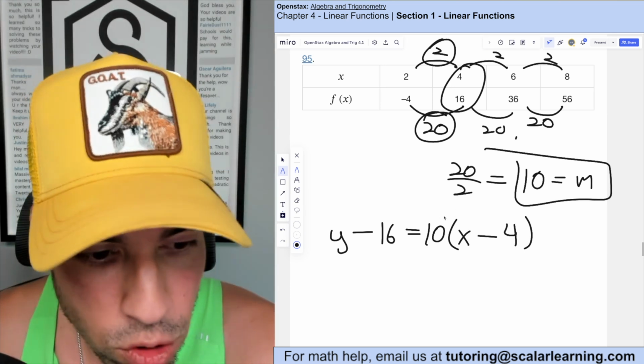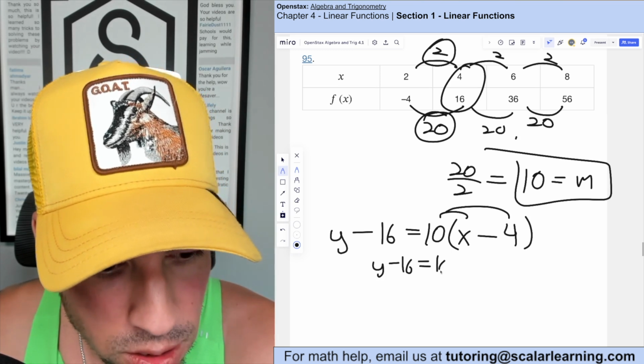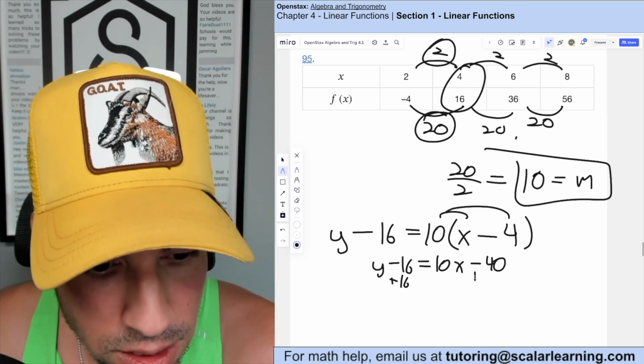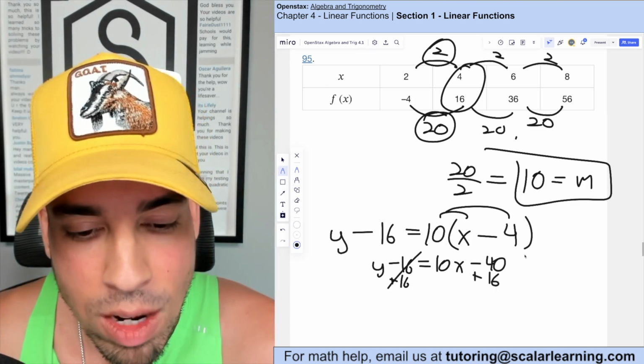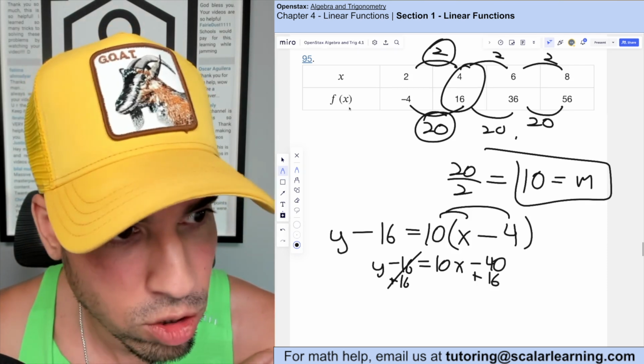Then to get it into slope-intercept form, we're going to distribute. y minus 16 equals 10x minus 40. Then last but not least, I'm going to add 16 to both sides. Now when I write the final form, since it's a linear function, I'm not going to write it with the y. I'm going to turn it back into f of x.